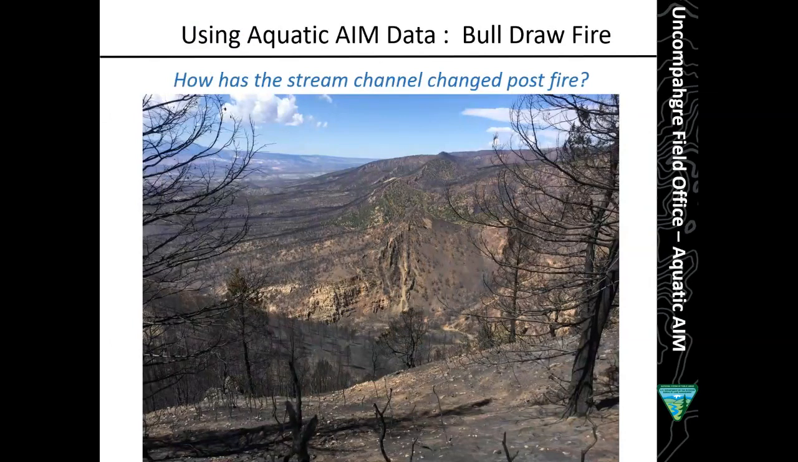One of the monitoring questions that we wanted to answer was, how has the stream channel changed post-fire? You can see in the picture we've got a pretty extensive portion of the watershed that was burned, a lot of steep slopes, a lot of rock present in the watershed. Next slide.